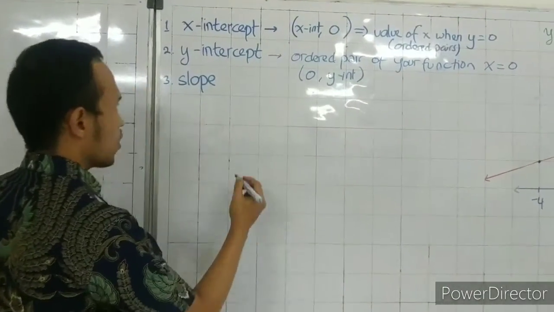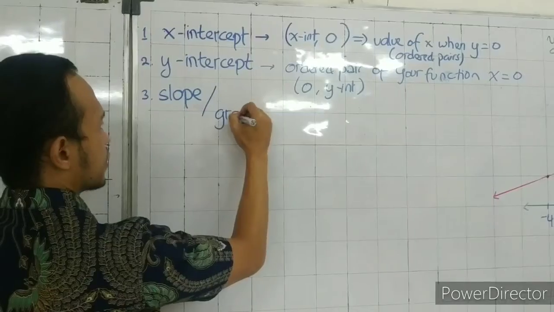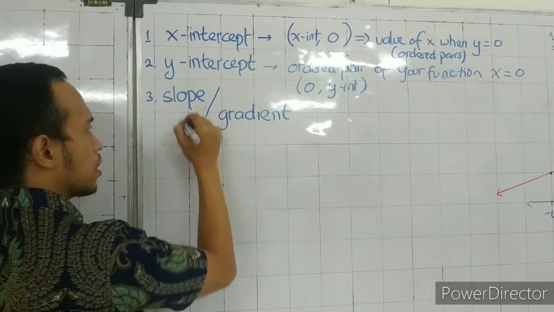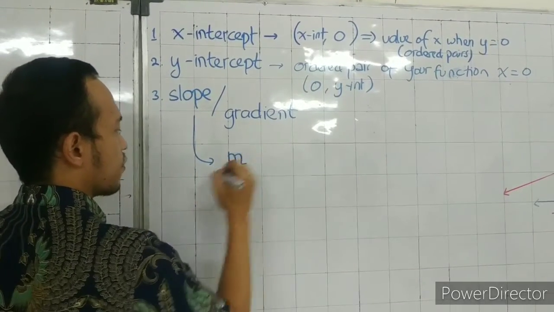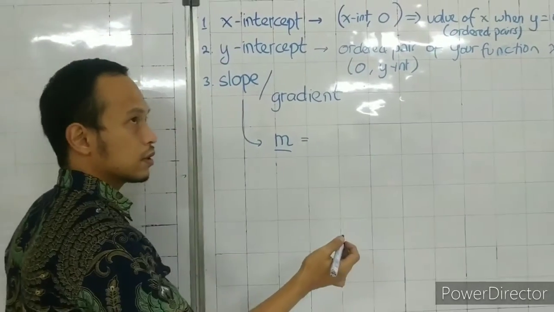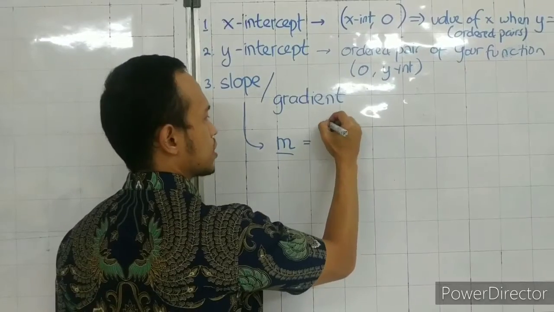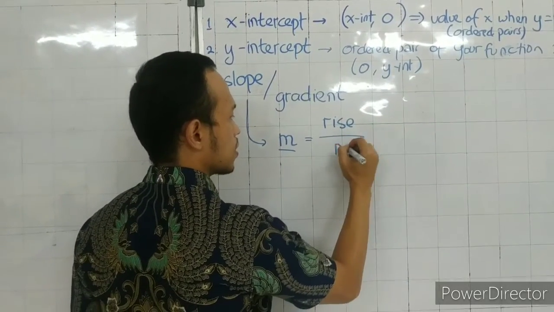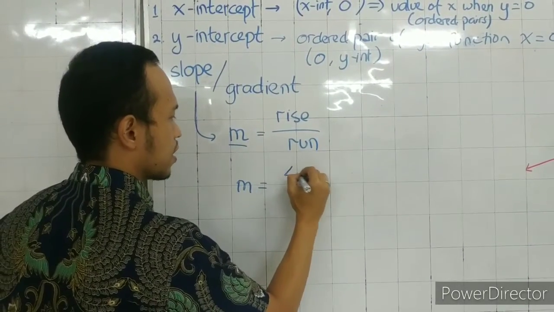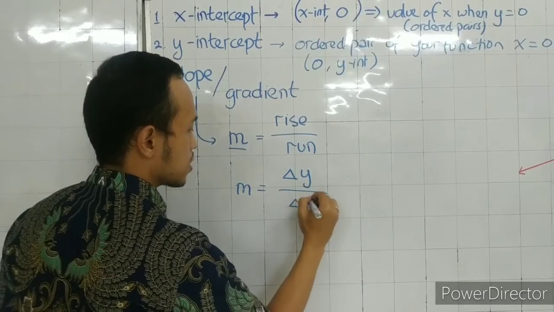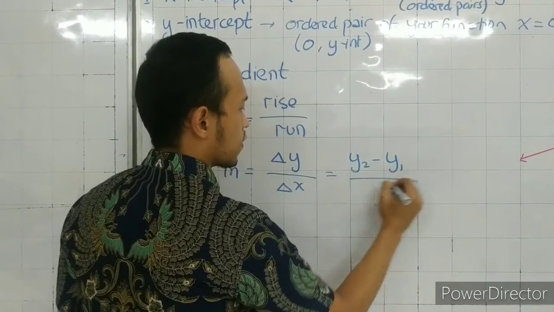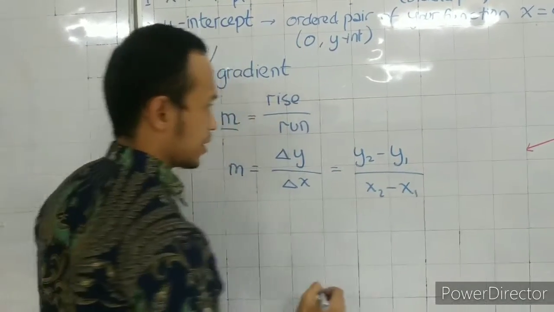Okay, slope, or usually we use another terminology, gradient. For this one we use the representative m for slope. So we use m. The common formula for slope is usually rise over run. Another common general formula for this is delta y over delta x. Or if I want to describe this, it is y2 minus y1 over x2 minus x1.